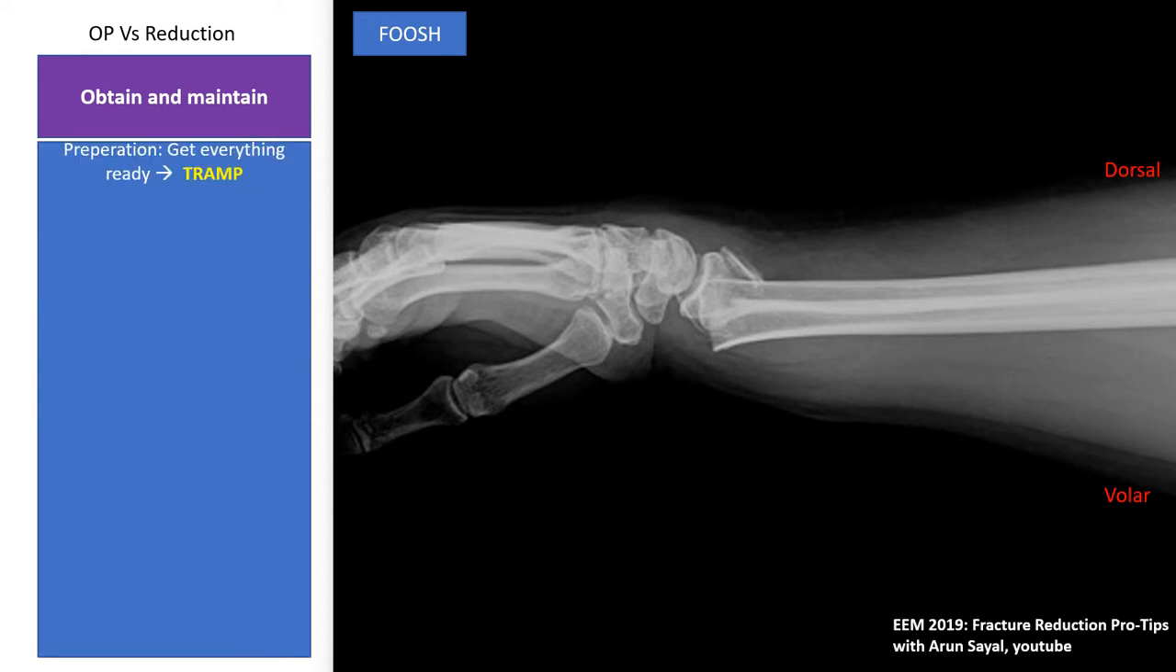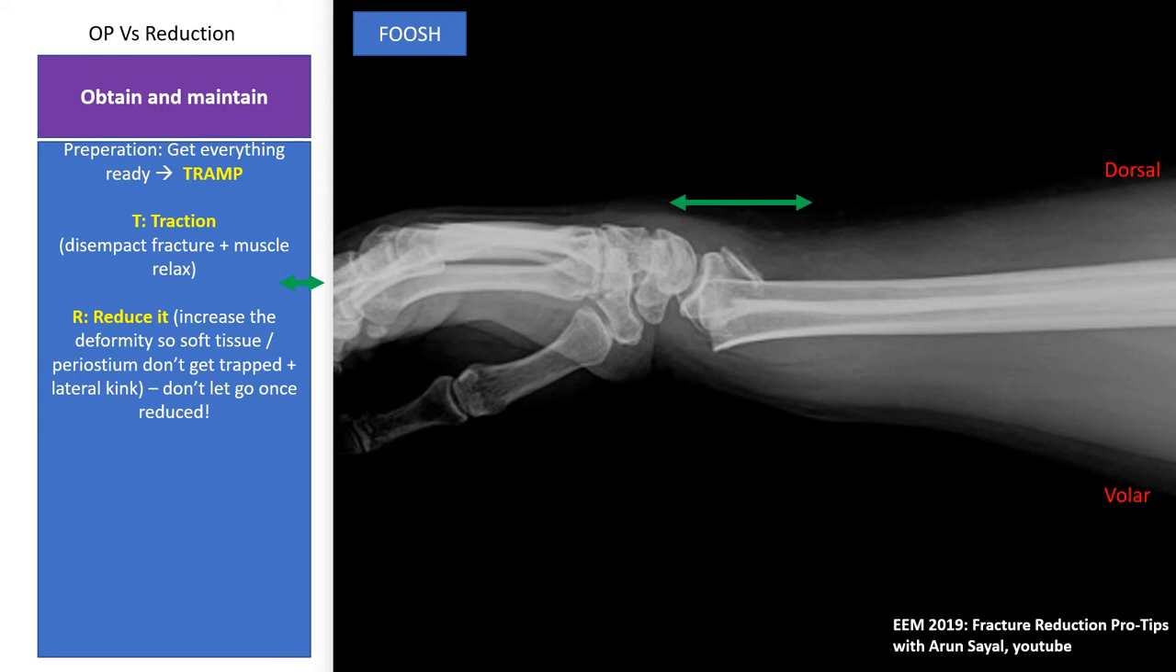So here's the lecture from EEM where he goes through his TRAMP reduction mnemonic. TRAMP, T for traction. Usually you'll use some kind of device where you have the fingers in small Chinese traps, and then you pull the patient for 10 or 20 minutes for these distal radius fractures. This will disimpact the bone. The periosteum is usually sticky, and the muscles and all the material here. So you have to disimpact it before you can actually pull on it or push it.